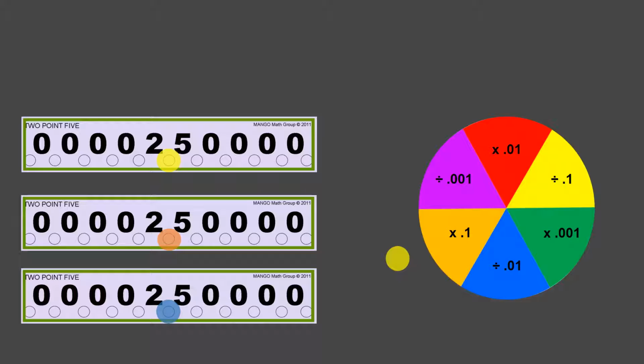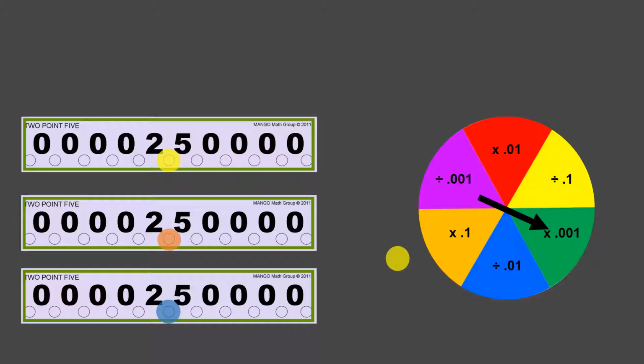To start this game, each player will put their decimal point between the 2 and the 5, so they have 2 and 5 tenths. So each player starts at that position. They will each take turns spinning the spinner to see what they're going to multiply that number by. And so that will determine if they're going to move their decimal place to the right or to the left. And the object of the game is to be the first person to move your decimal point completely off the board. So you spin something that causes you to move your decimal point off the board.